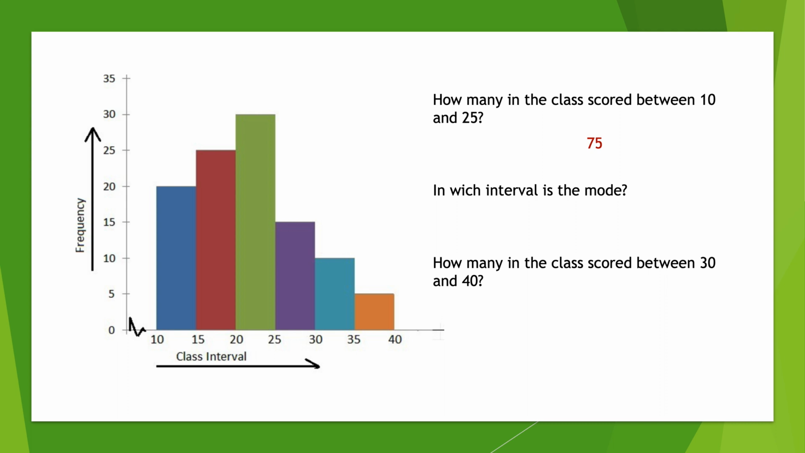In which interval is the mode? Again, it's always the tallest interval. It's the green one here. So it's between 20 and 25. And how many in the class scored between 30 and 40? Okay, well, the blue one is 30, and that's about 10. And it's about 5 for the orange one at the end between 35 and 40. So 10 and 5 together make 15.